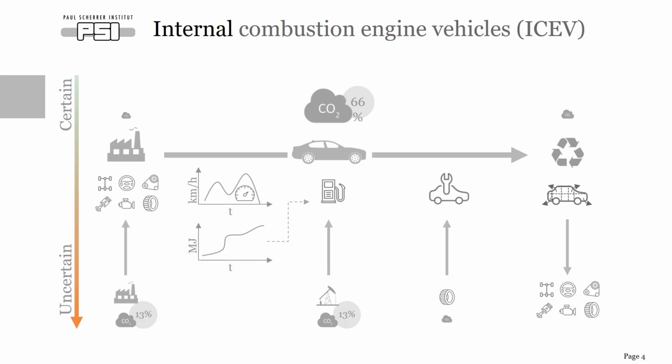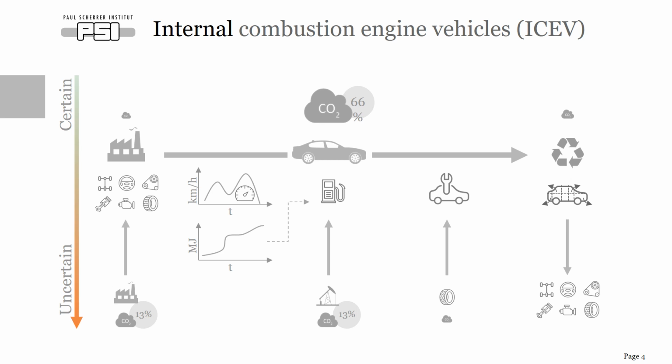This slide shows how greenhouse gas emissions would typically be distributed over the life cycle of a vehicle equipped with an internal combustion engine, such as a gasoline or a diesel car. We would typically notice that about 2/3 of the greenhouse gas emissions occur during the use phase of the vehicle, where the fuel is combusted, leading to emissions of CO2.